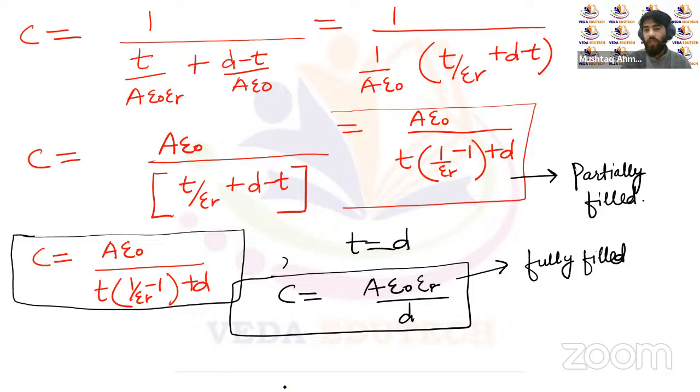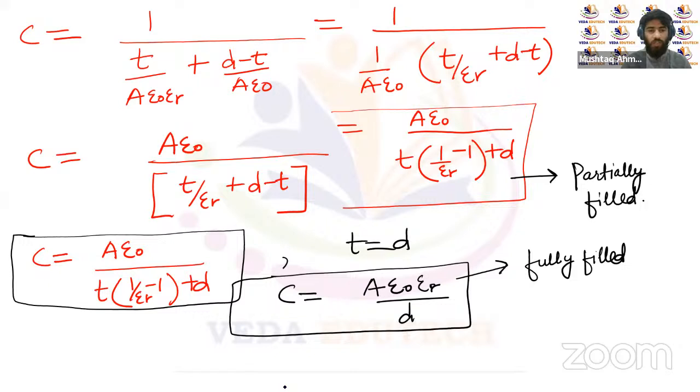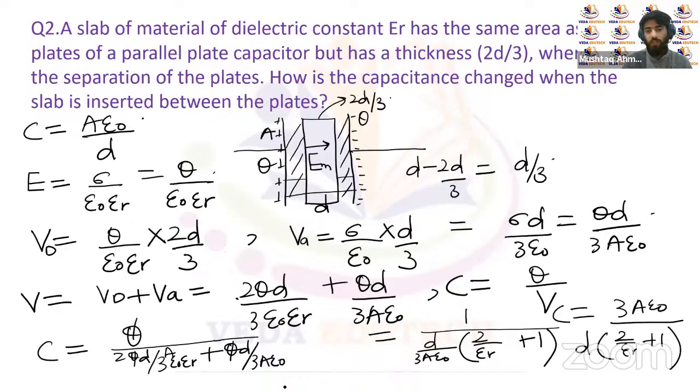So this was the equation, A epsilon naught upon the quantity D minus T plus T by epsilon r, or A epsilon naught upon T multiplied by 1 upon epsilon r minus 1 plus T. So this was the final result if we place a dielectric of some thickness T in between the parallel plates of a capacitor, then how the capacitance of a capacitor is going to change. If the capacitor was fully filled, then the capacitance of the capacitor will change by the dielectric constant times A epsilon naught upon D. So this is how the capacitance of a capacitor varies as the separation between the two plates varies, or if we introduce a dielectric medium in between the two plates of a capacitor, right?